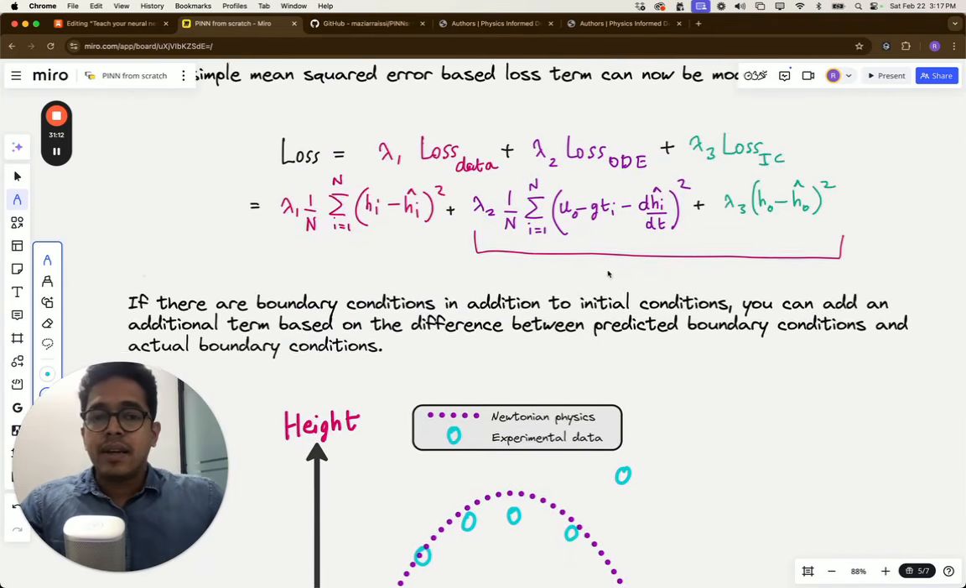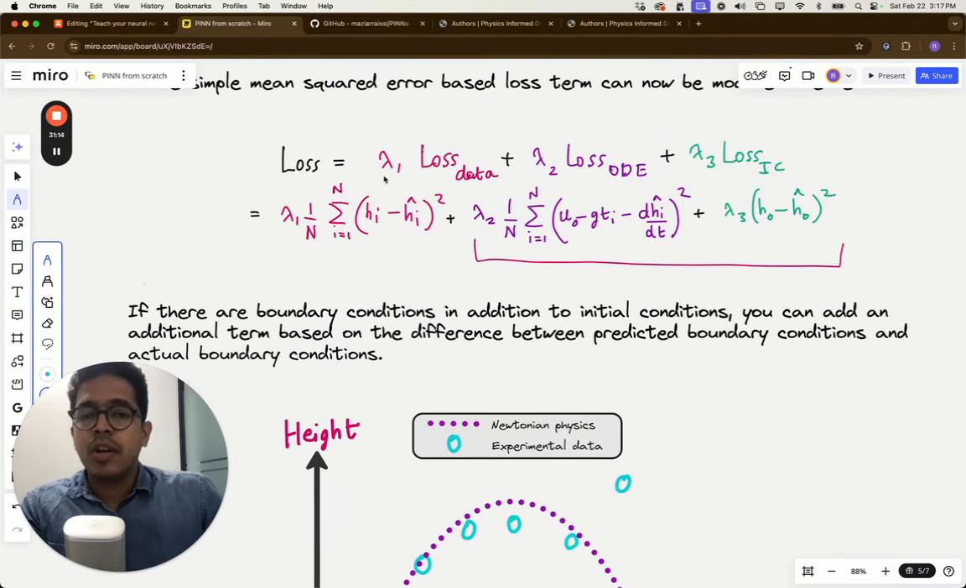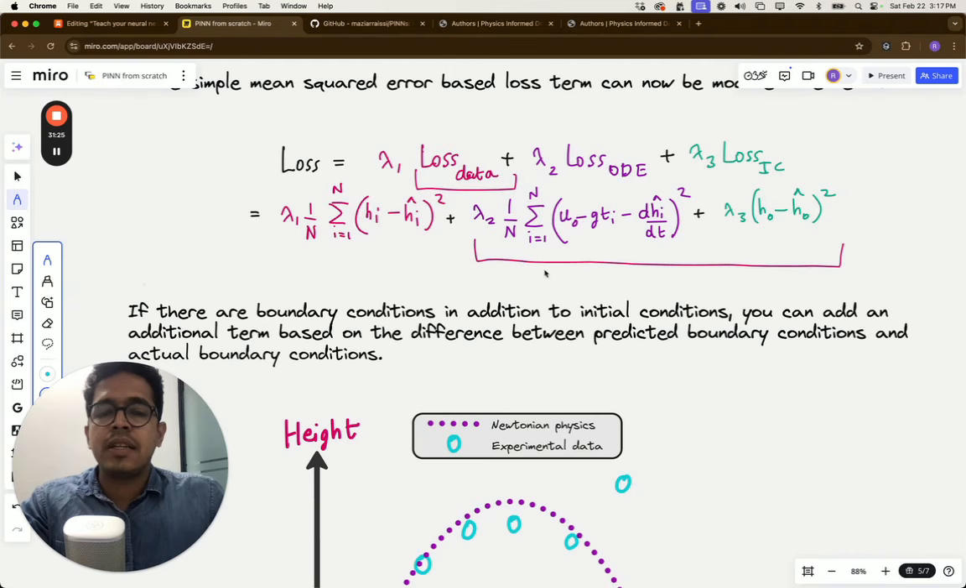But in reality, you will not neglect either of these terms completely. You will define lambda 1, lambda 2, and lambda 3 such that there is some weightage. Maybe you can give 90% weightage to experimental data and 10% weightage to the remaining two terms. You could do vice versa. You can give 10% weightage to the experimental data and 90% weightage to the remaining terms by adjusting the values of lambda 1, lambda 2, or lambda 3.